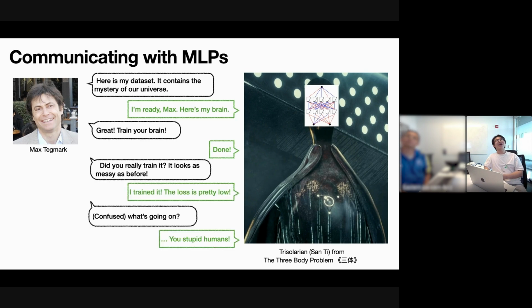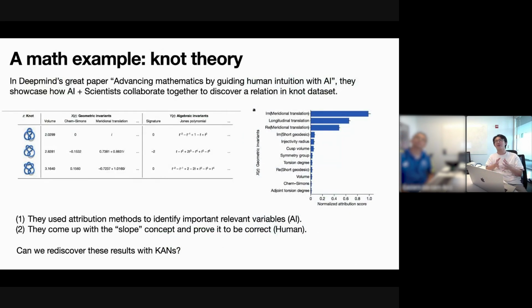Here and in the following, I want to show you two concrete examples in scientific research that we encountered, and how we use KANs to facilitate our scientific research and, in the end, help speed up scientific discoveries. The first example is the knot theory example. It's a paper published by Google DeepMind 3 years ago, called Advancing Mathematics by Guiding Human Intuition with AI. They showed that AI and scientists can collaborate to discover a new relation in the knot dataset.